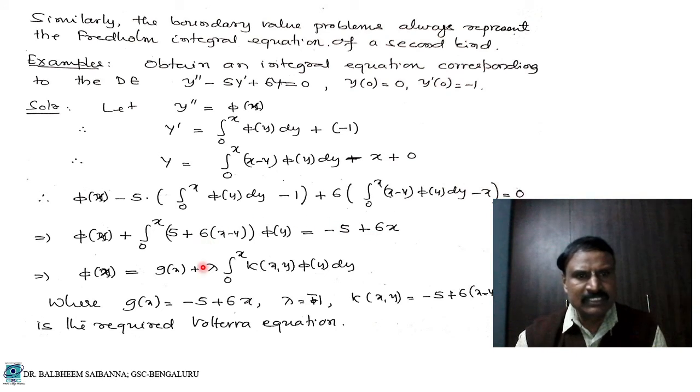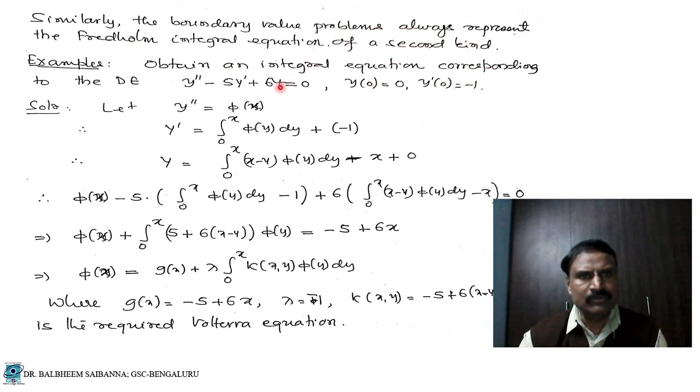So look, this is in the form of a Volterra integral equation of the second kind. That is, compare this with phi of x is equal to g of x plus lambda integral 0 to x k of x comma y phi of y dy, where g of x is minus 5 plus 6x. Lambda is equal to minus 1, because when you take the term to the right hand side, it is minus integral 0 to x, 5 plus 6 times x minus y, phi of y. That is why lambda is equal to minus 1. k of x comma y is 5 plus 6 times x minus y, the required Volterra integral equation.